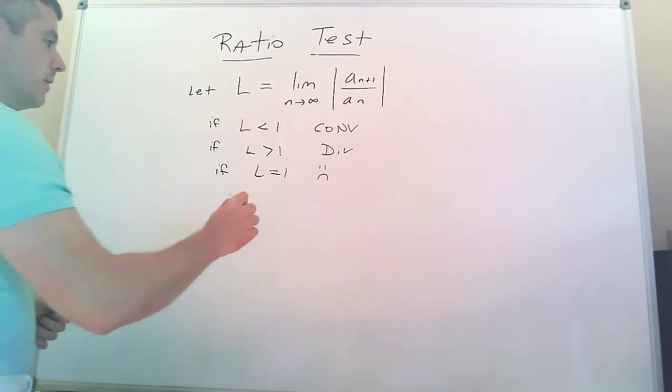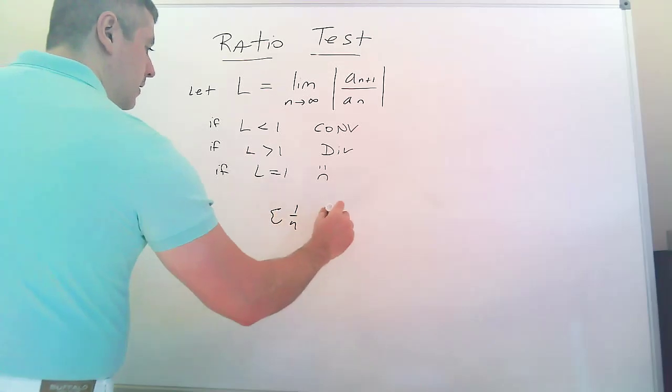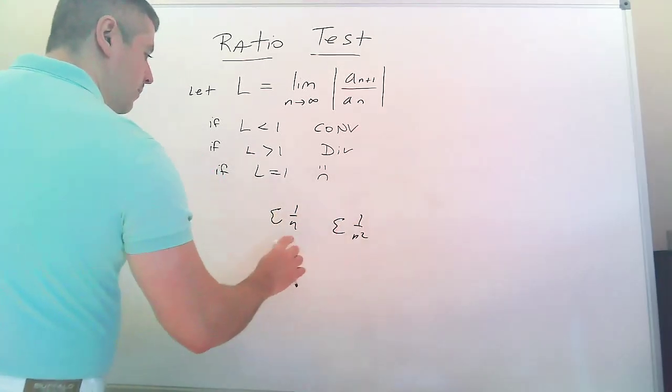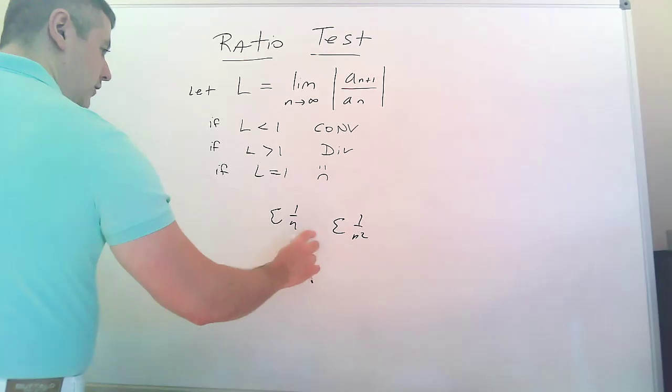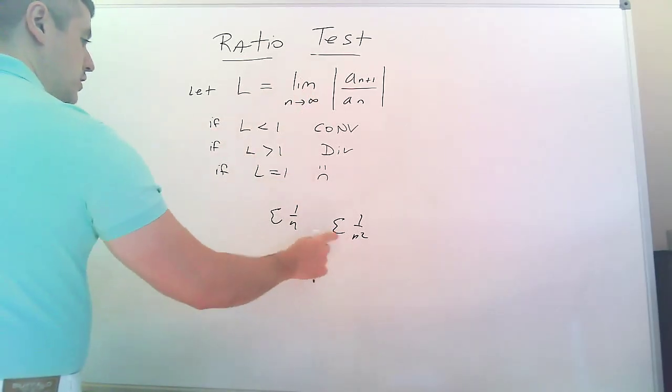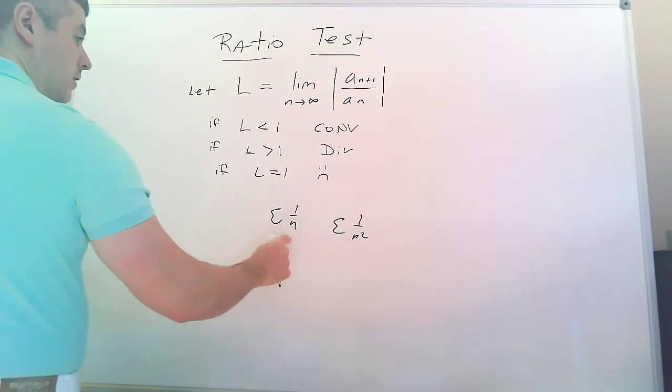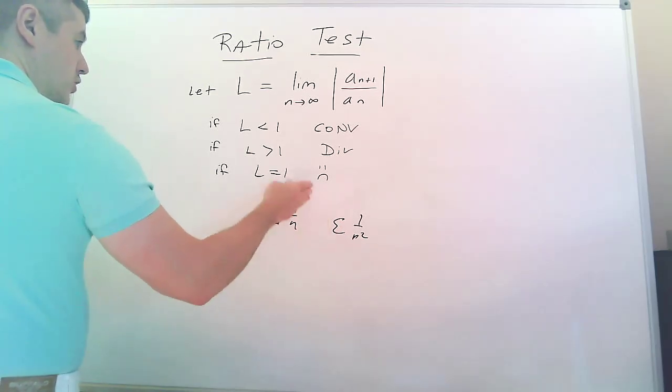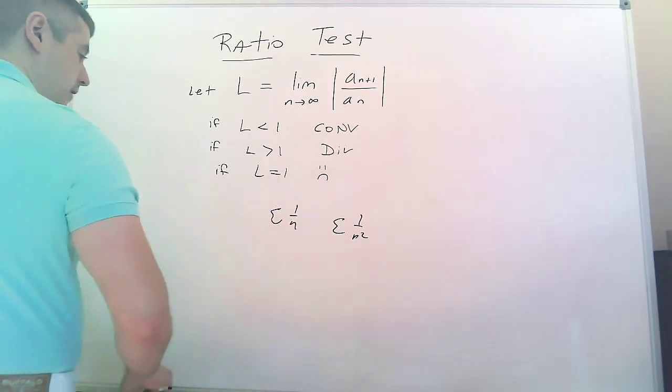Like if you try to do it to something like this or something like this, these are not limit tests, these are p-tests. If you try to do the ratio on these, you're going to get 1 both times. And 1 diverges, 1 converges. So this test is not appropriate for this.